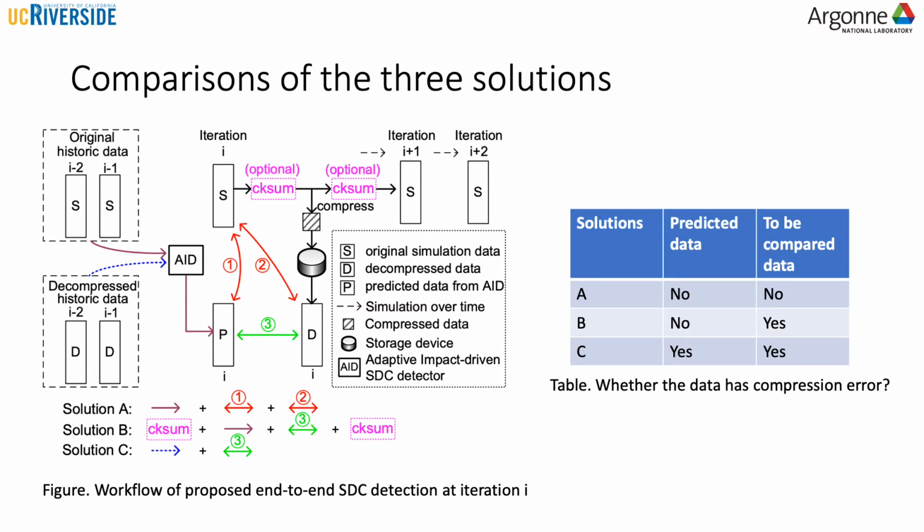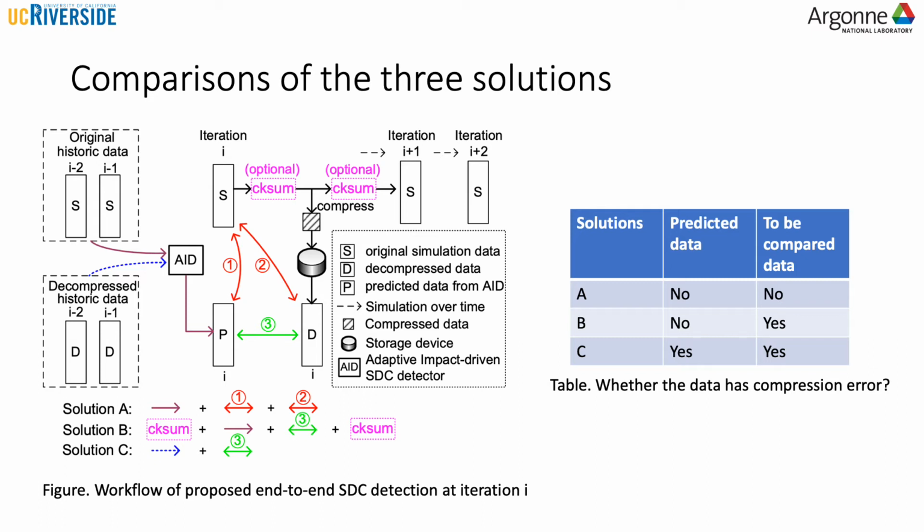Then we take a closer look at the differences of the three proposed solutions. So this page shows whether the predicted data and the data to be compared with the predicted data have been impacted by the lossy compression, by the compression error. Since only in solution C, H uses the decompressed data as the history to do prediction, only the predicted data of solution C will be impacted by compression error. The predicted data of solution A and B will not be impacted by compression error.